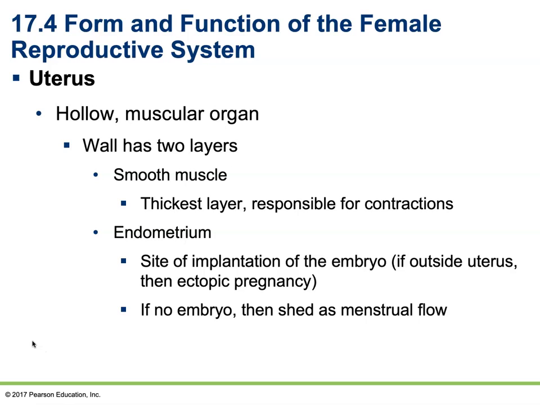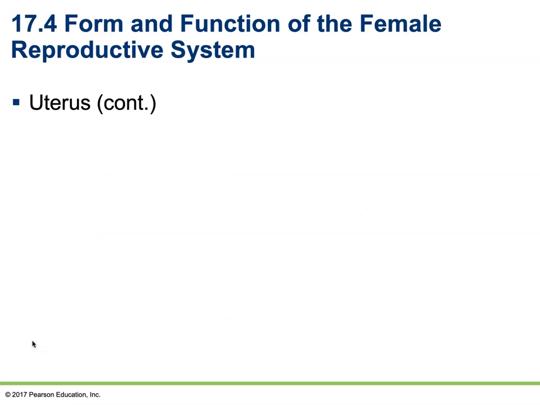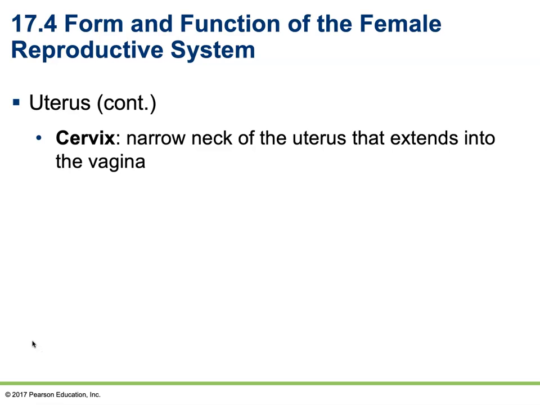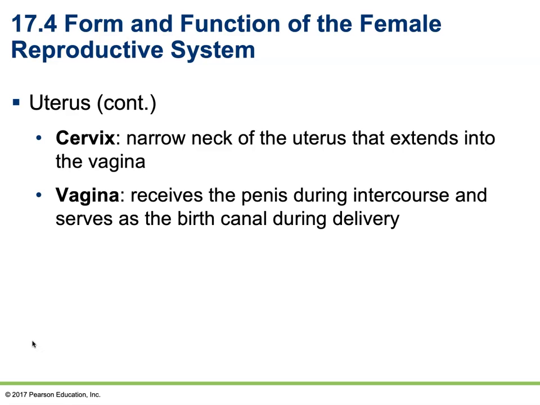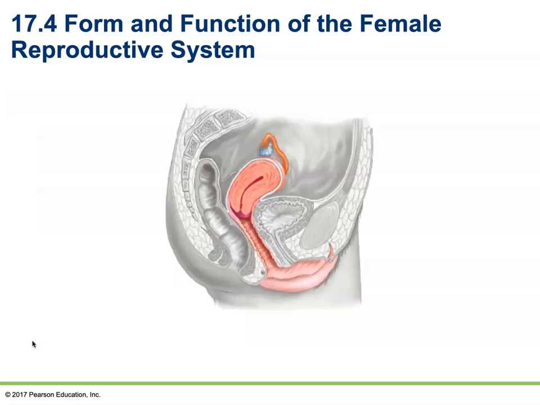Before pregnancy, the uterus is going to be roughly the size and shape of an inverted pear. With pregnancy, it's going to expand to as much as 60% its original size. The region of the uterus known as the cervix is going to be the narrow neck of the uterus that extends into the vagina. The vagina is going to be the area that receives the penis during intercourse and serves as the birth canal during delivery.